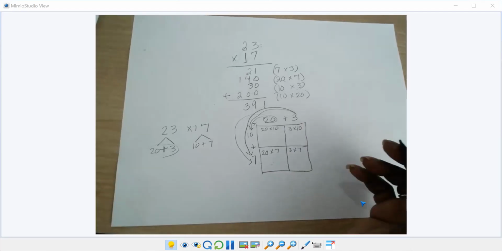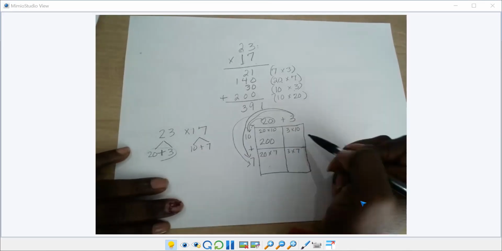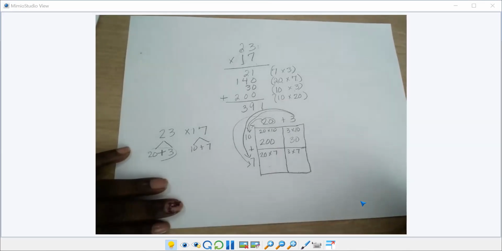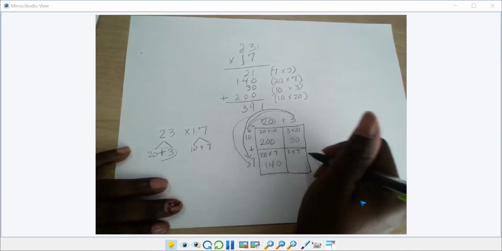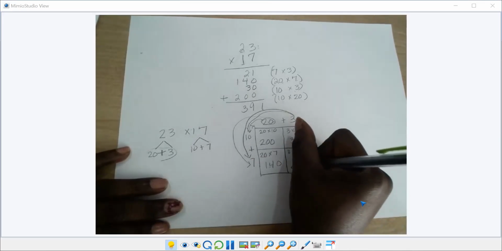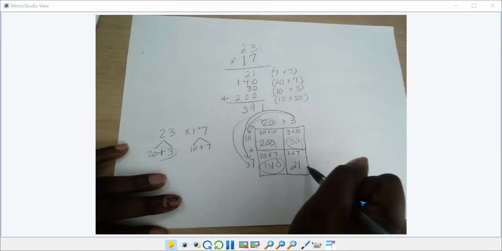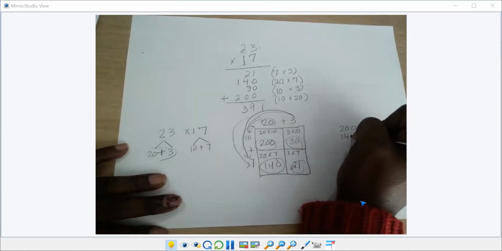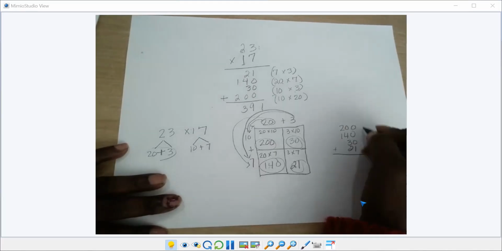All right. So then in my first box, 20 times 10, you have 200. And then my second box, you have 3 times 10, which is 30. And then here in this box, we have a 0, and then 7 times 2 is 14, so 140. And then 7 times 3 is 21. These are all my partial products. So I'm going to take my partial products, 200, 140, 30, and 21, and add them together.